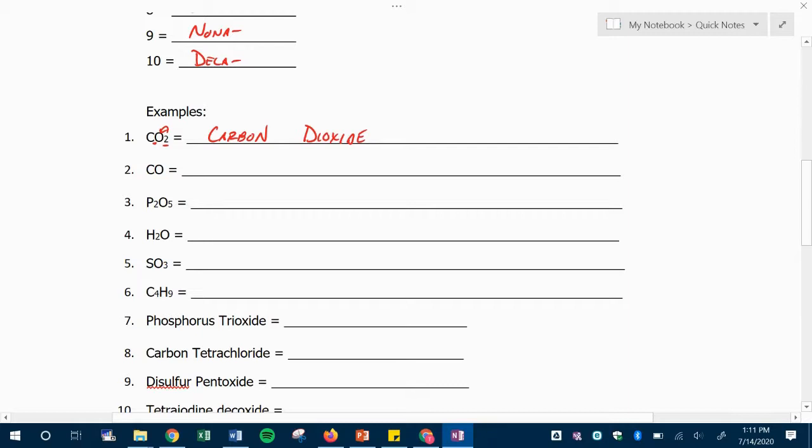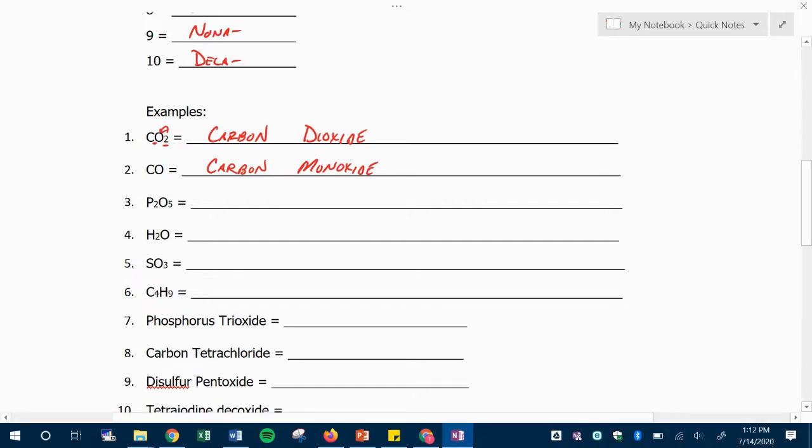Let's look at another formula maybe some of you are also familiar with. Here we have CO. Since there are no subscripts, that tells us it's 1 carbon and 1 oxygen. Carbon stays the same, but because oxygen is the second element, this is where we would use the mono prefix. So this is carbon monoxide. Again, two things you've probably heard and maybe even seen the formulas for before. That's how we get those names.